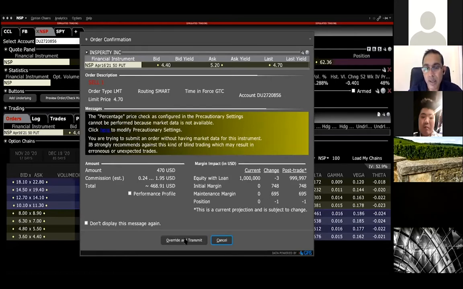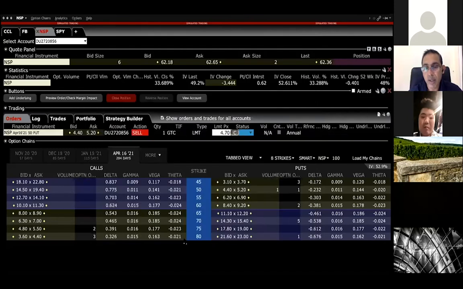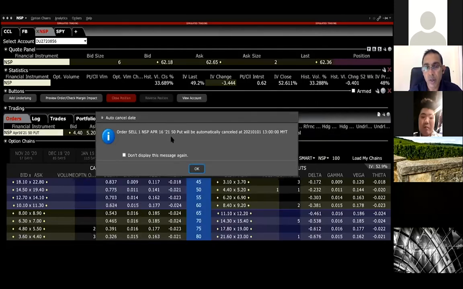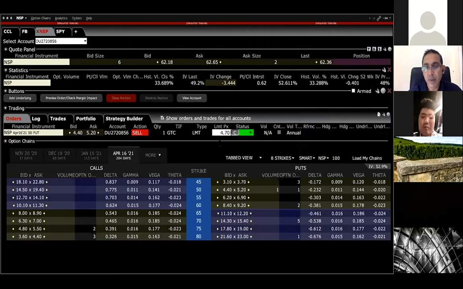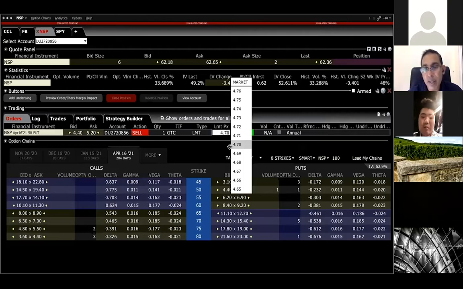I will then go and, yeah, so current position is 0. If this order gets filled, it'll have -1. -1 is one contract sold. So I will overwrite and transmit. The order sell is just a pop-up. Don't display again. Okay.